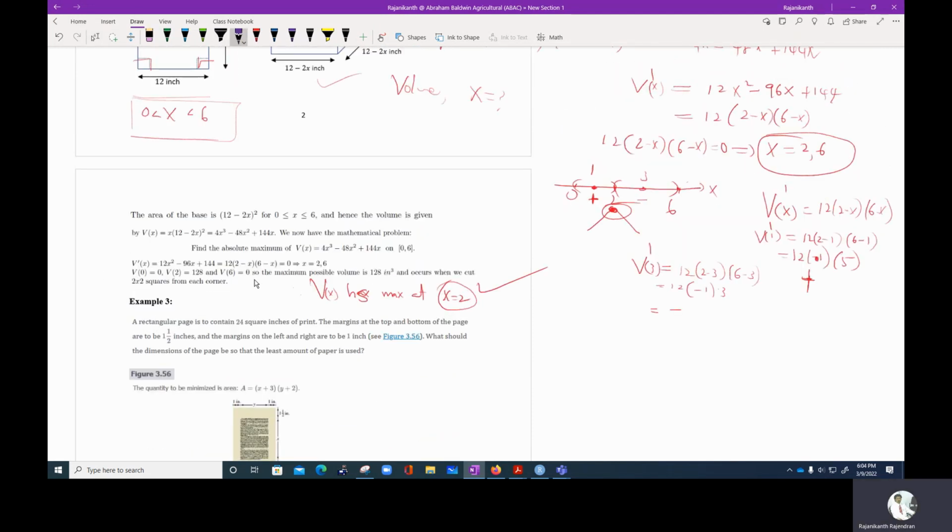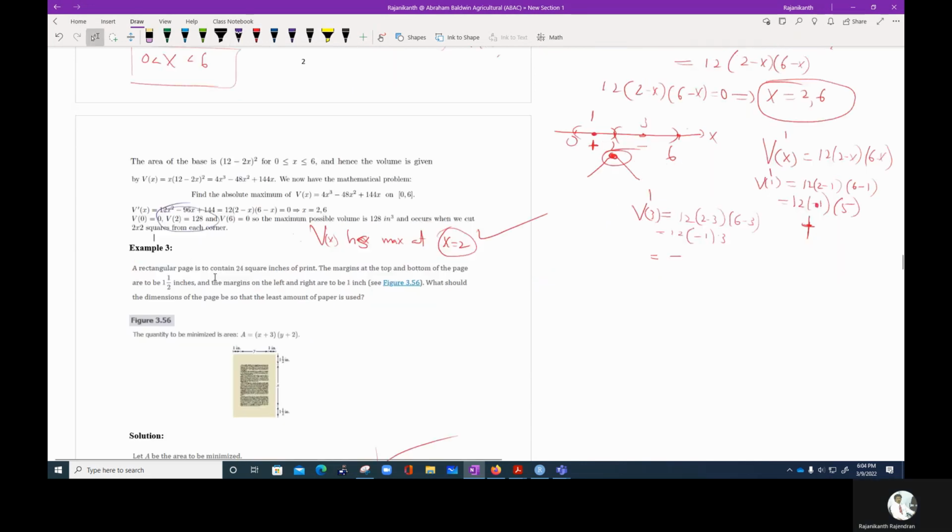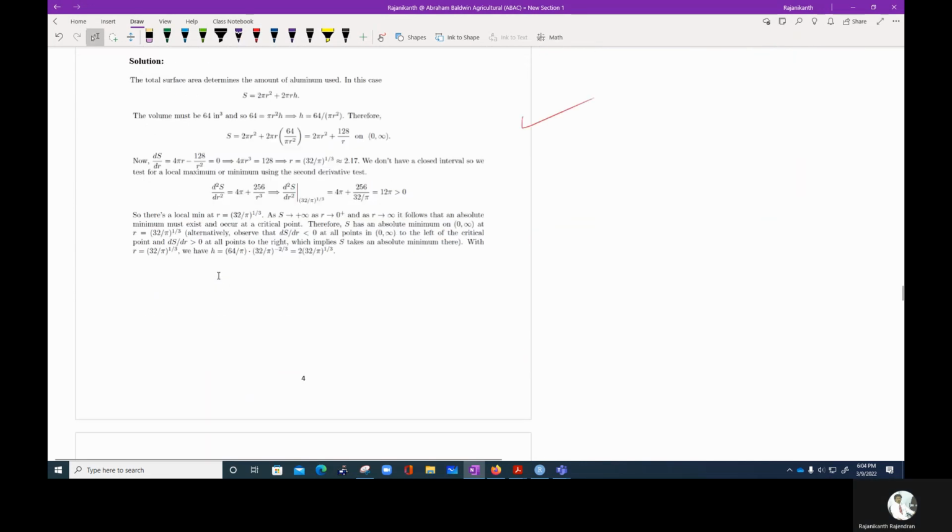And in this problem, we are getting the maximum at 2. That is fine, right? That is correct.